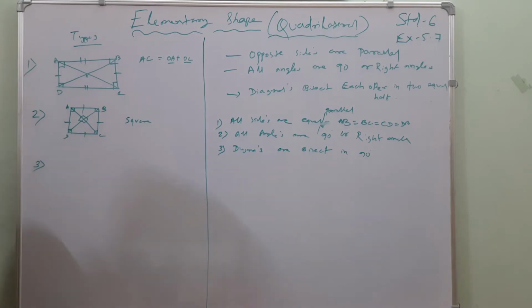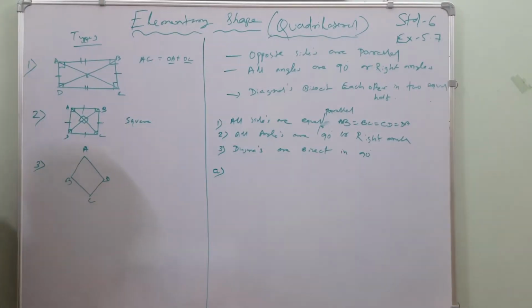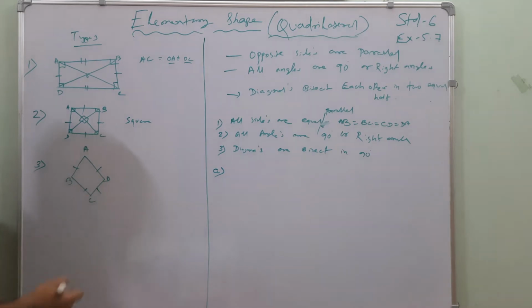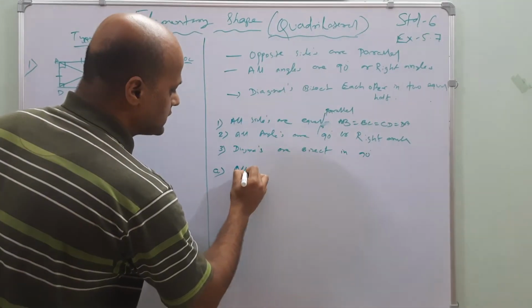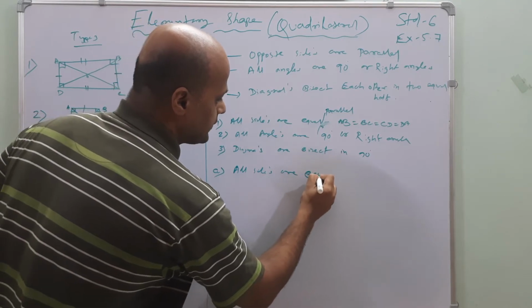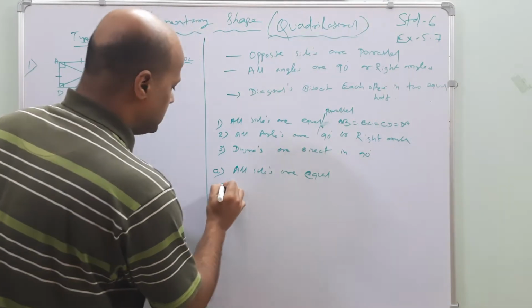Let's go for the third one. What does the third one say? The third one is called a rhombus. A, B, C, D. Write down. First of all, according to the sides, all sides are equal. Here all sides are equal, but not all sides are parallel.